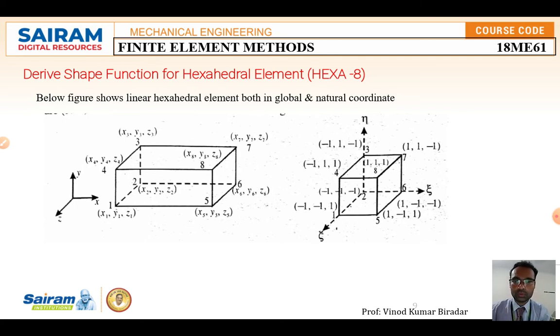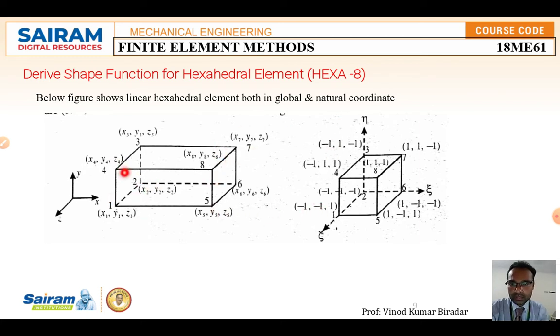It is shown in both the global coordinate and the natural coordinate system. Look here, this first one is the global coordinate system. How many nodes are there here? 8 nodes are there, so it is called hexa 8. Note down that 8 hexa nodes will be there. The below figure shows the hexahedral element in both global coordinates and the natural coordinate system.